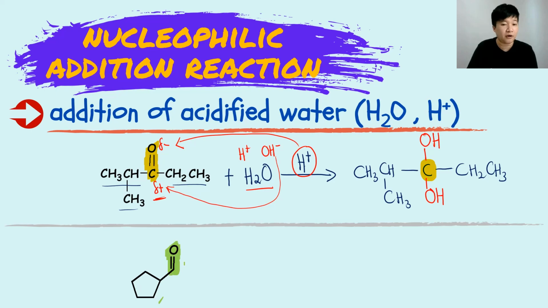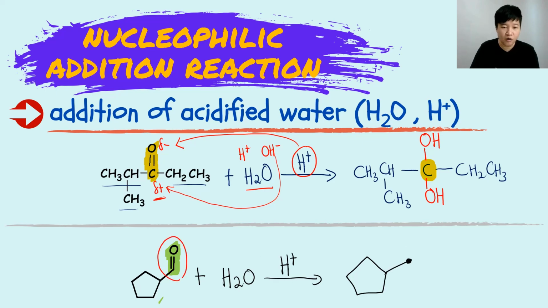Next example, you're having a cyclic, but it doesn't matter because we only focus on the carbon that is holding C double bond O. React with acidified water, H2O with the presence of H+. Knowing that the ring will not change because the only thing that changes is the carbon that is holding double bond O. And this double bond O will become partially negative on the oxygen and partially positive on the carbon.